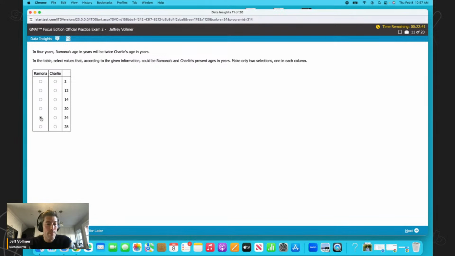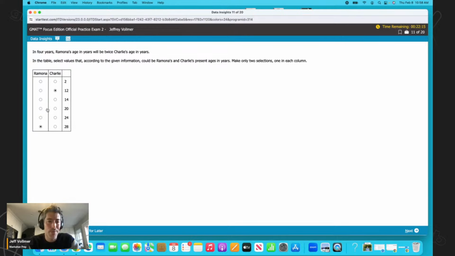What about 24? If I try 24, 24 plus 4 is 28. 28 divided by 2 would be 14. That would be Charlie's future age, which means he's 10 now, so it can't be that. Ramona's got to be 28. If I add 4 to that, she'd be 32, at which point Charlie would be 16, which means he is 4 less than that, 12 now. Got to be this one. Could you do algebra there? Yes. Do you need to? No. Your choice. Maybe the algebra is faster.